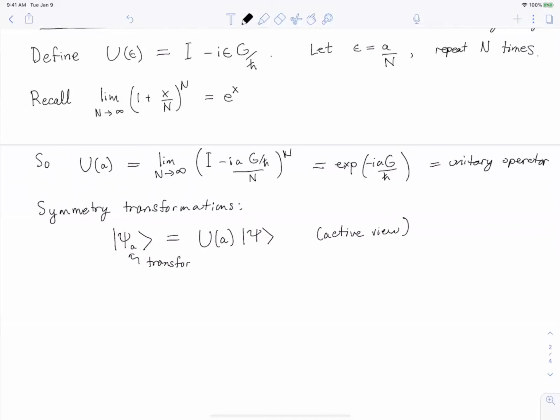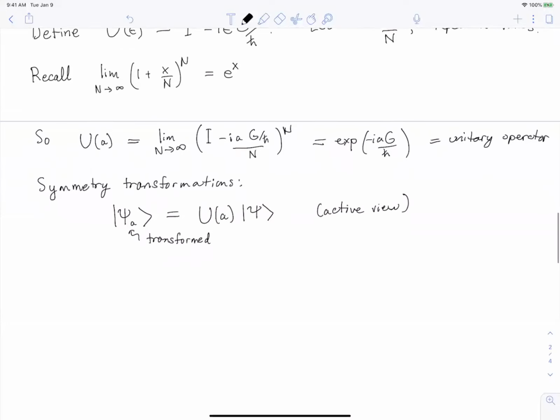In the translation case, that just means we translated the state by a. But more generally, it could be some other symmetry operation. Okay, that's the active view. And then the passive view is if we have an operator omega, we can transform it by a by doing U(a) dagger omega U of a. Again, this is the transformed operator.